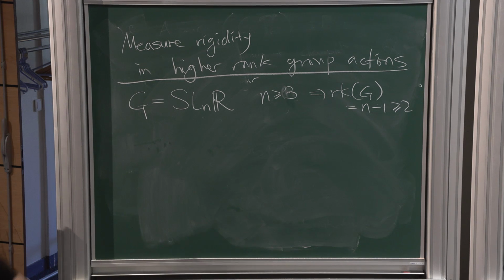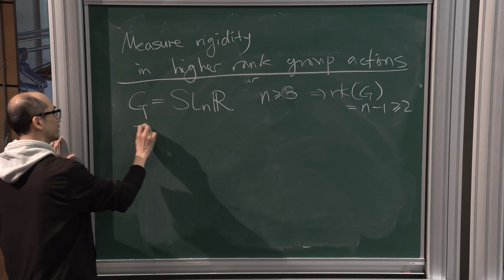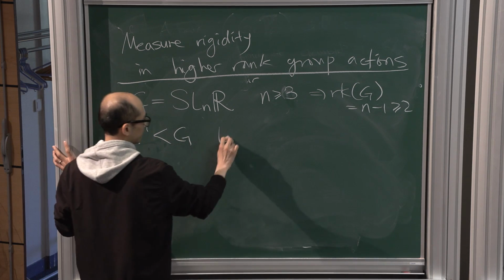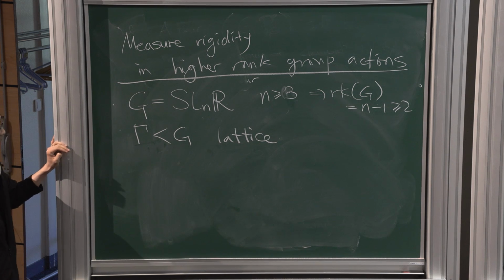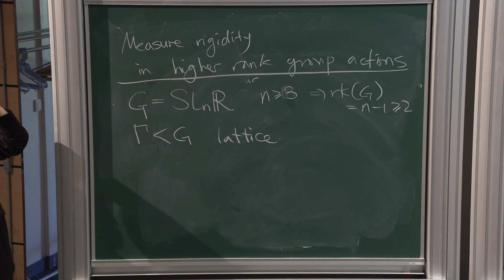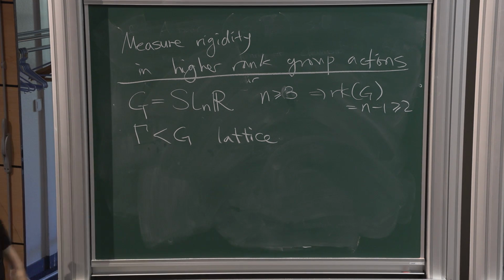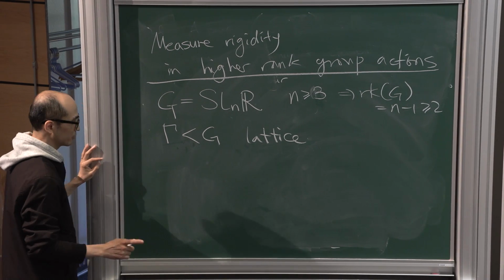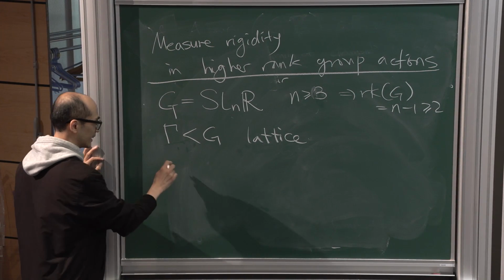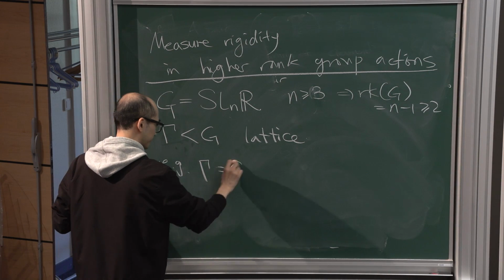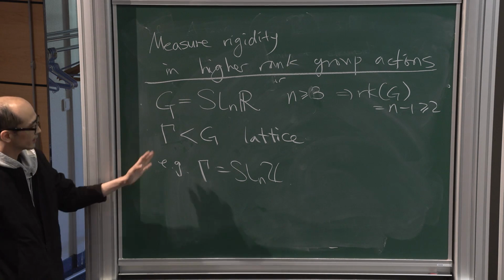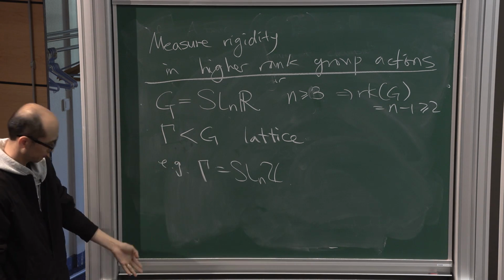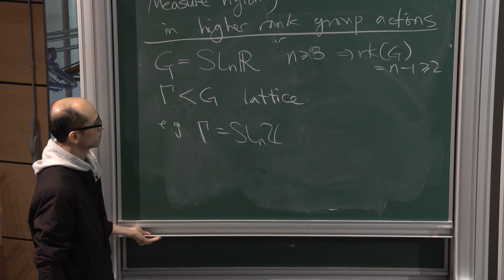So, I want to think about the lattice in G, which we recall is a discrete subgroup with finite covolume. So if you have a co-compact discrete group, then this will be a lattice. But of course, I will not give you an example other than SL_n(Z). But keep in your mind that there are really a lot of lattices in SL_n(R).